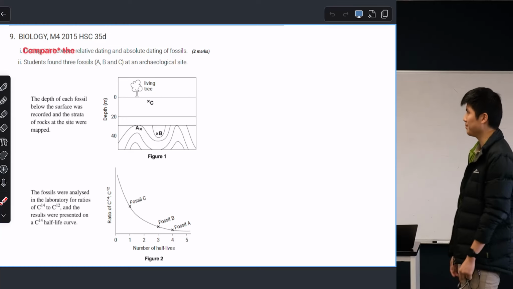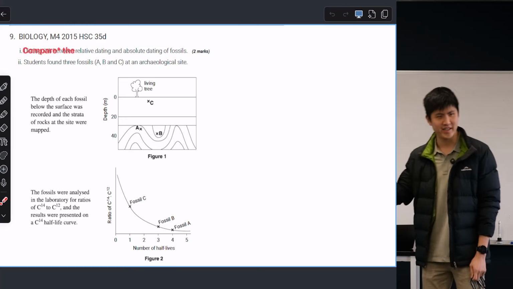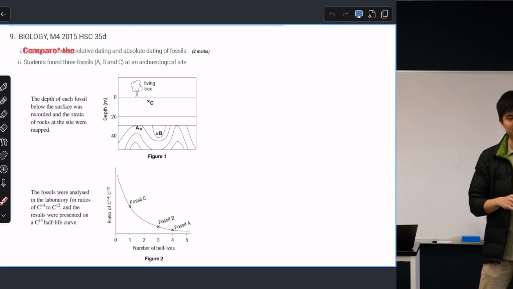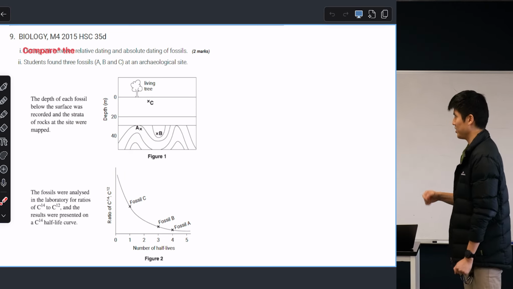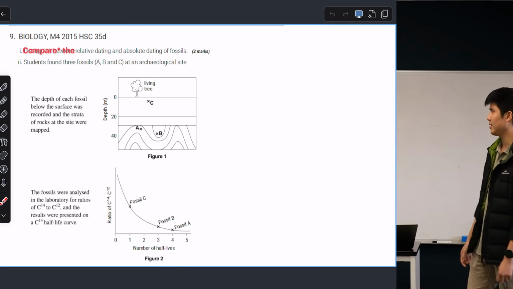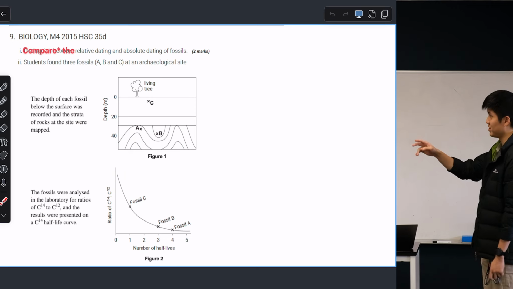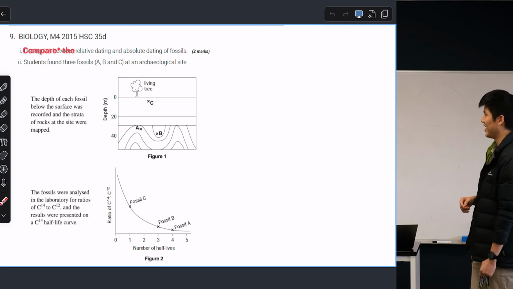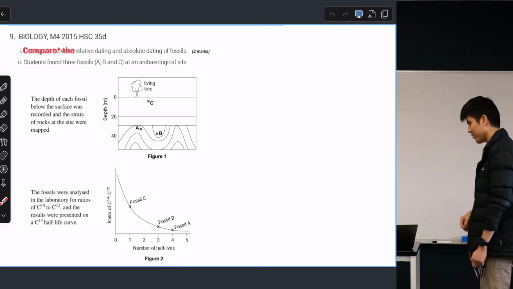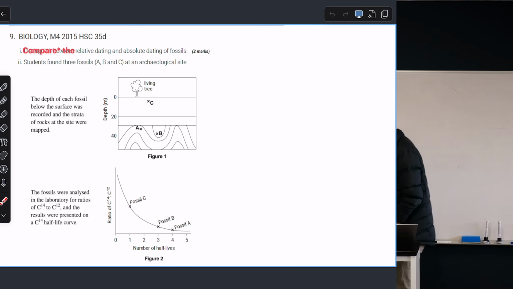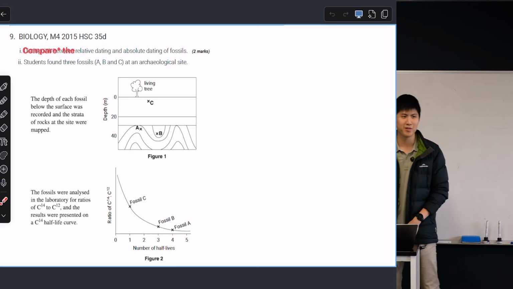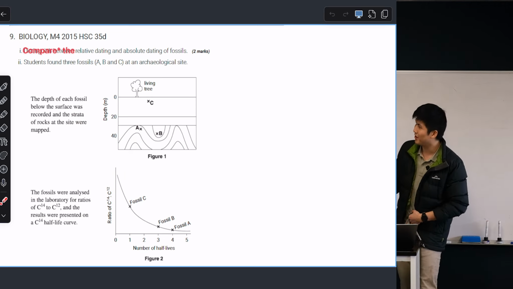All right, cool. So this question here is from the 2015 HSC, which is the old syllabus actually, because the new one came in 2018, I think. There's two questions here. The first one is, I've changed it, compare the relative dating and absolute dating of fossils. The reason why I've changed it to compare is because our exam was a compare question. Spoiler alert, we didn't do too hot, right?